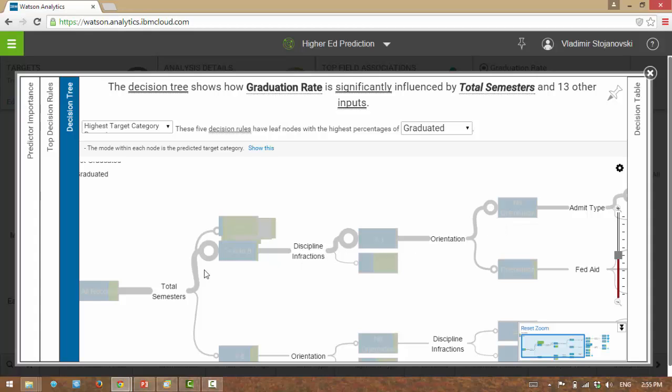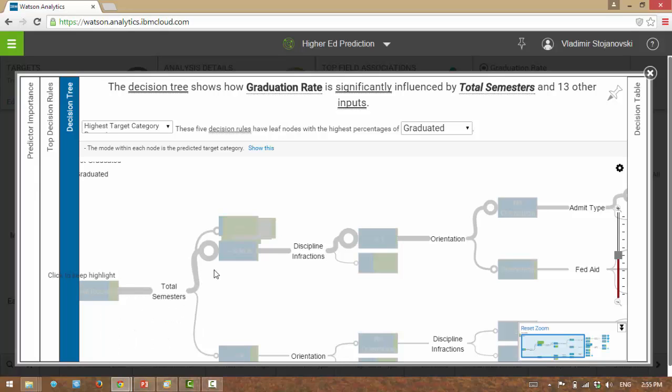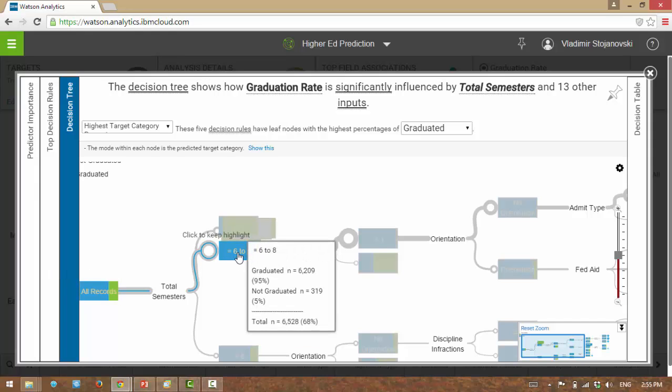So here we can see that of all the records, 75% of all students graduate, 25% do not. However, of those students that spend 6 to 8 semesters, 95% graduate, and you can see that that's most of our students, 68% in fact. And you can see that also by the thickness of the line that leads into this box.